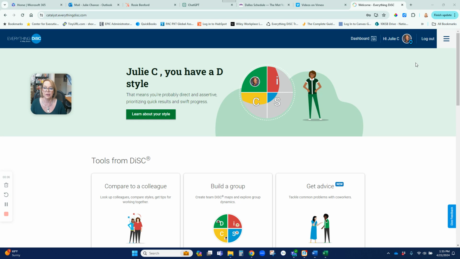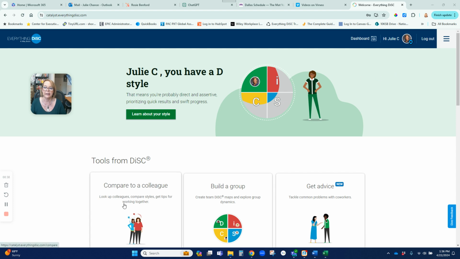Today we're going to look at the Colleagues feature on Catalyst. Colleagues is one of the most used features on the platform, and I hear from a lot of participants that they feel it's very valuable and they get a lot of insight from it. At the same time, there's so much information there that they're not quite sure how to use it or how to approach it. So today we're going to walk through that.